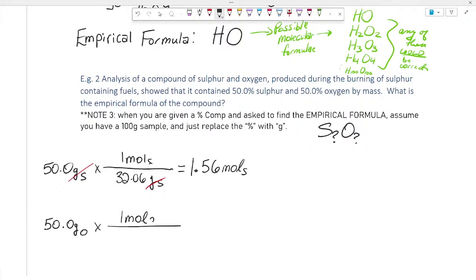And obviously when we do this, we're going to divide by 1 mole of oxygen is 16.00 grams of oxygen. And that's going to be on the order of like 3.1-ish, 3.12.